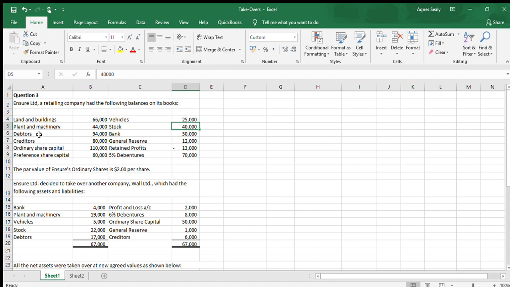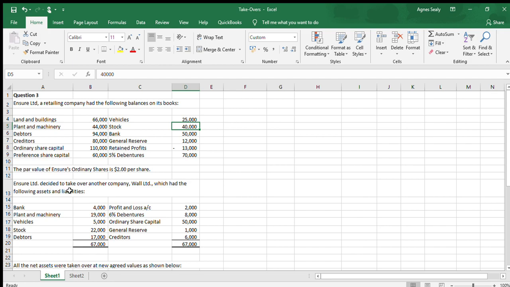Now remember that our debtors are also known as accounts receivable, our creditors are known as accounts payable, our stock is also known as inventory, and our debentures are also known as loan notes. Continuing, it says the par value of Insure's ordinary shares is $2 per share, which means that this $110,000 in ordinary share capital has a par value of $2 per share.